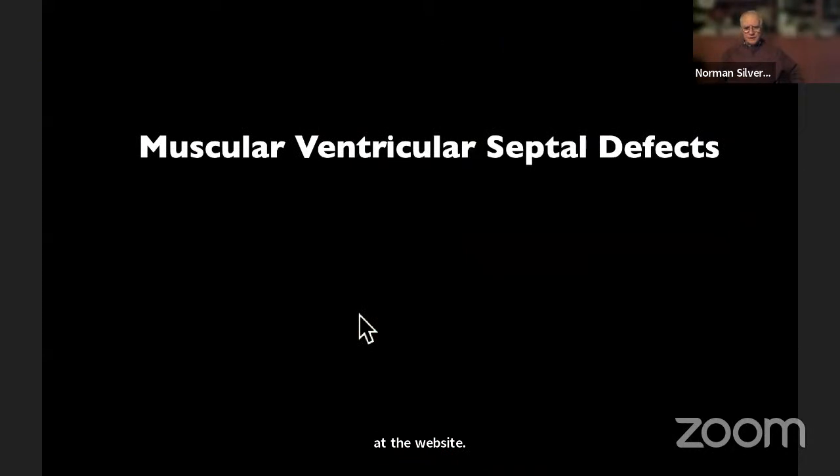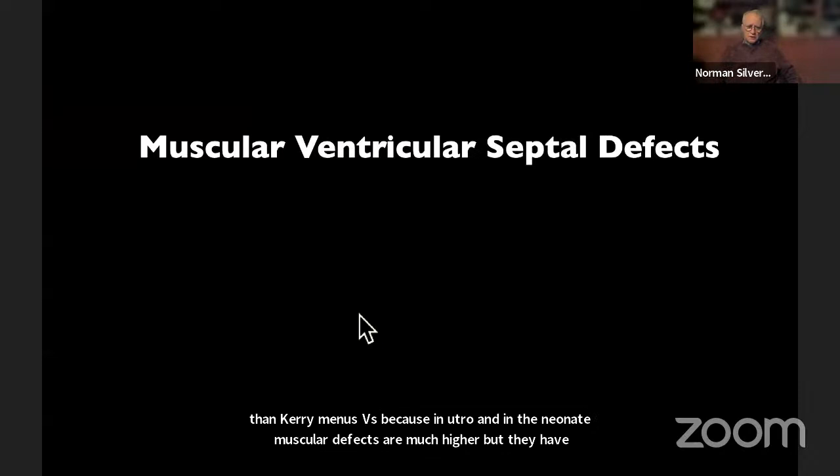Now, the next big section is muscular ventricular septal defects. And it depends when you do your incidence studies, whether you find the defects in the muscular septum are larger or of a higher frequency than perimembranous VSDs. Because in utero and in the neonate, muscular defects are much higher, but they have a higher incidence of closure.